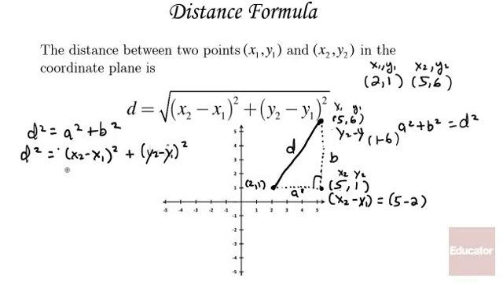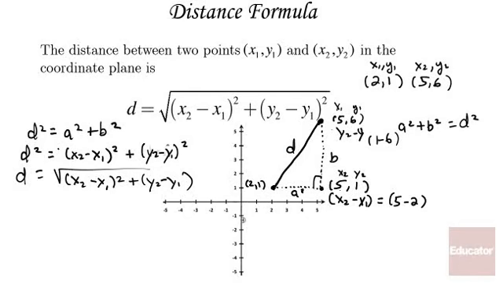Okay. So if I just want D, I'll take the square root and I'll get the square root of x2 minus x1 squared plus y2 minus y1 squared. And you could go ahead and figure that out. You would plug in these numbers, find the result, take the square root, and that would give you the length of the side.